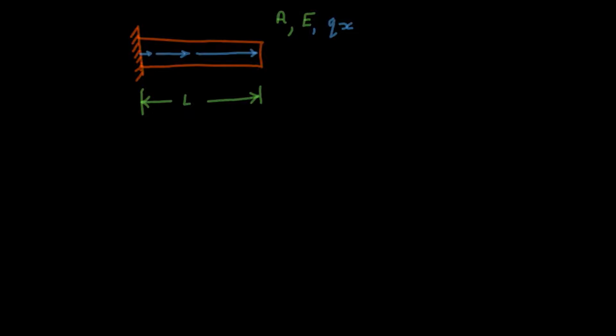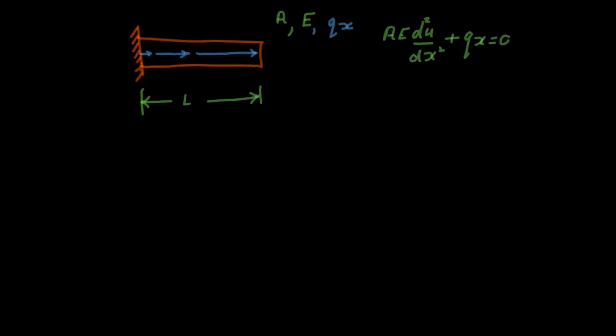Now we have already derived the governing differential equation. So let me write the governing differential equation here. It is AE into d square u over dx square plus qx is equal to 0. So that is the governing differential equation.